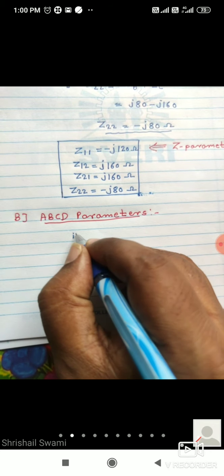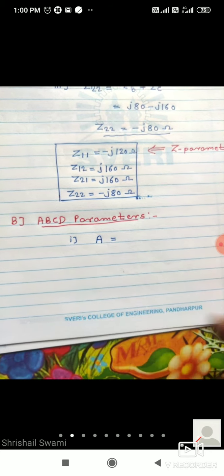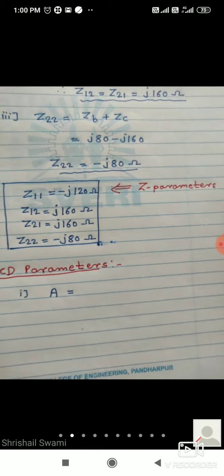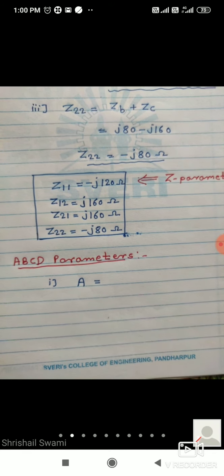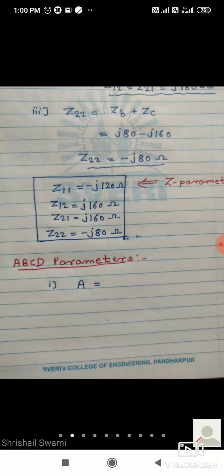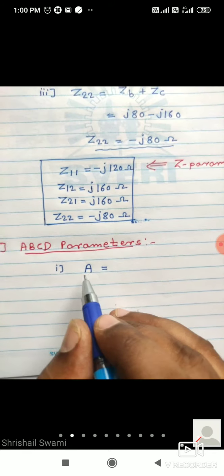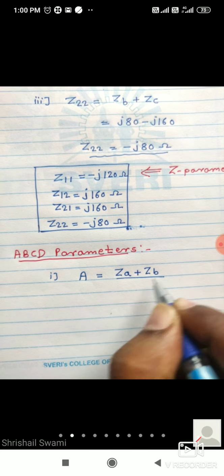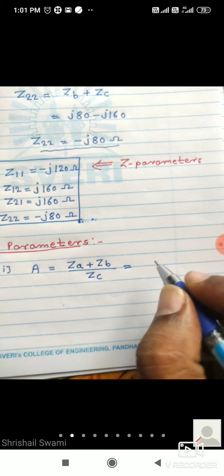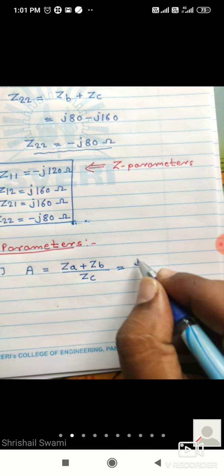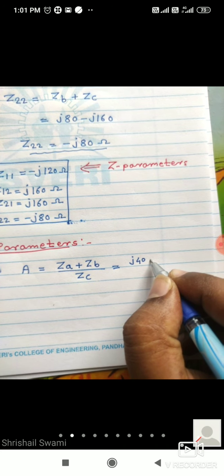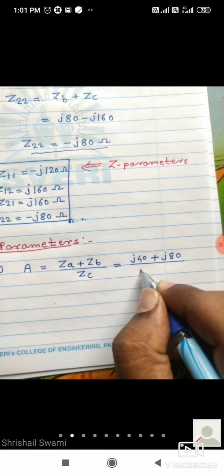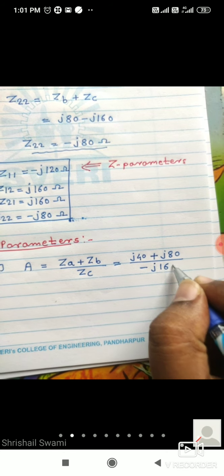So A part, how to find out A is equal to... Yes. So everything in the denominator ZC is there. ZC denominator मध्ये कॉमन आहे सगळीकडे. Okay. So A is equal to ZA plus ZB divided by ZC. So ZA means how much value? That is J40. ZB किती आहे? J80 divided by minus J160.